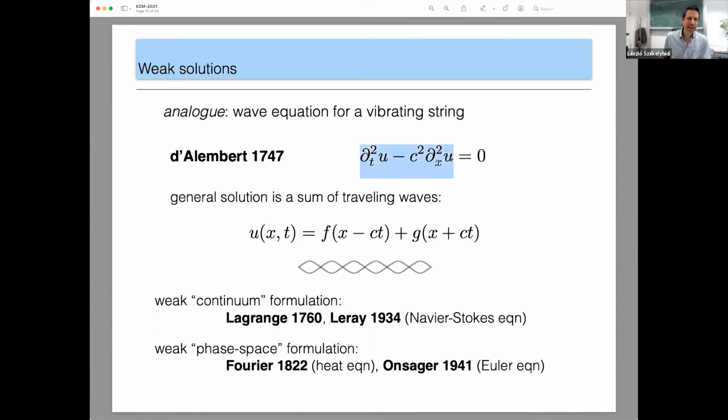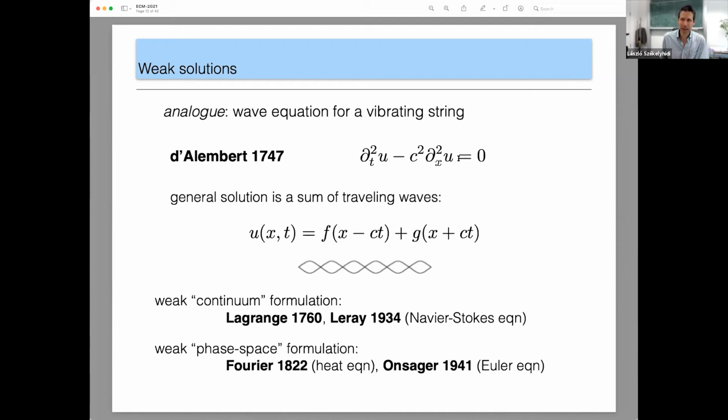Going back even a bit further, weak solutions are probably as old as the theory of PDE. D'Alembert wrote down or derived the wave equation of motion for a vibrating string, and derived the general formula for it, which is given as a sum of two traveling waves. And you already noticed that in this formula, f and g do not have to be differentiable. But then he said, well, obviously, they have to be differentiable twice, because otherwise the equation doesn't make sense.